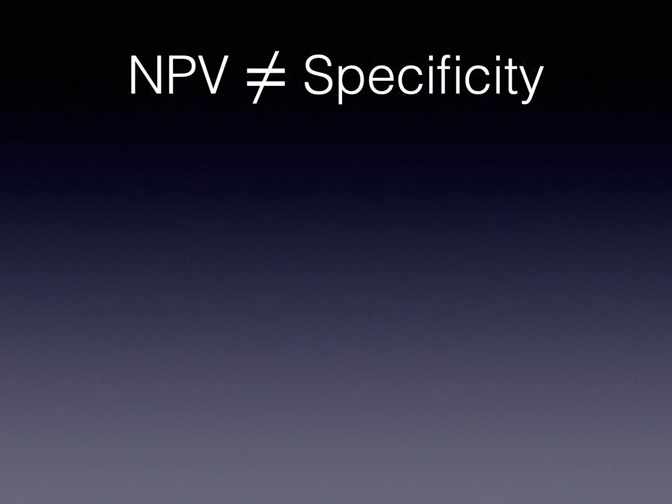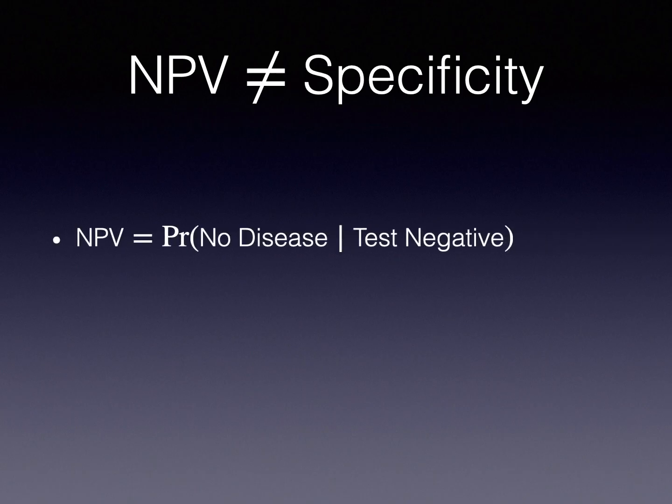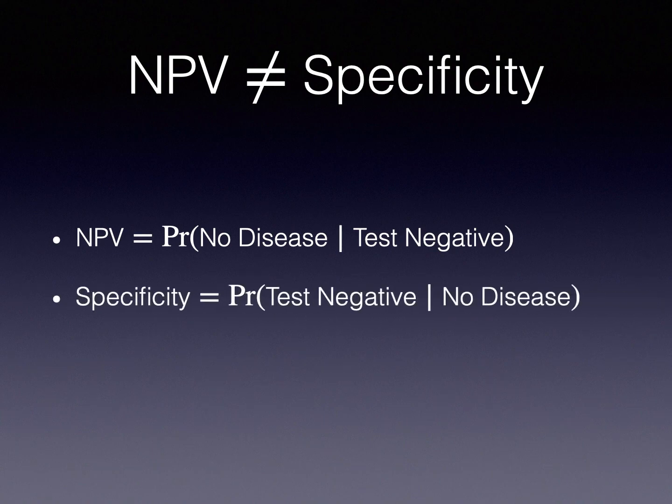Now, the NPV, the negative predictive value, is not the same as the specificity. The NPV is the conditional probability that a person does not have the disease given that their test came back negative. On the other hand, the specificity is the conditional probability that the person will test negative given that they do not have the disease. And so, similar to what we saw before, these are different conditional probabilities, and so they are not the same values. They don't represent the same thing. All right, so the NPV is not the same as the specificity.